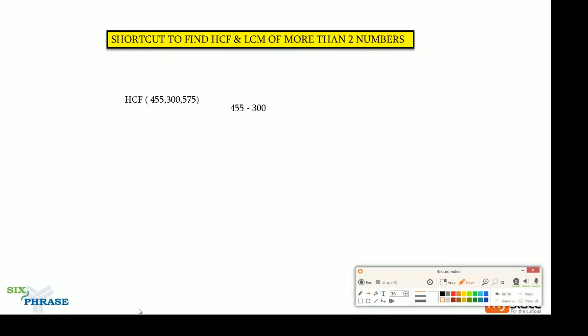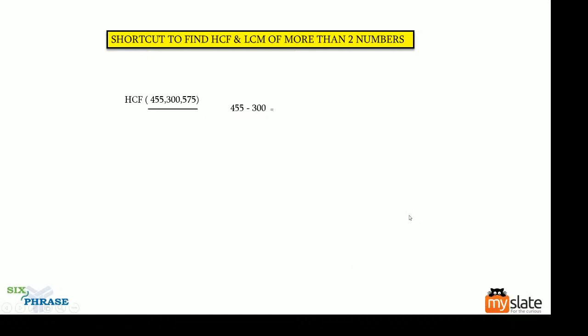If you pay close attention here, you can see you have three numbers. The way you find the HCF is different. When you have two numbers, just take the common term outside. If you remember that method, you can use that. But when you have more than two numbers, what you do is subtract them. You can do 455 minus 300, you get 155. 575 minus 455, 575 minus 300. So you just subtract these numbers.